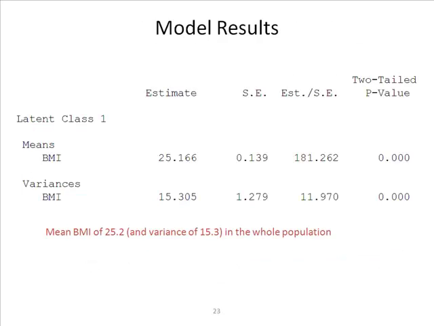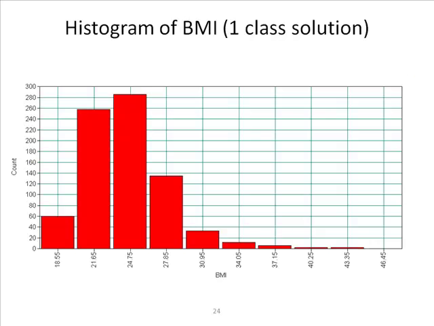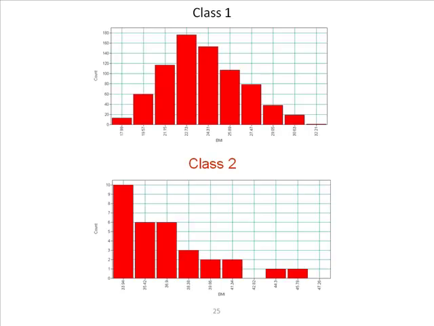That's the mean in the overall population, 25.6. So it's slightly overweight. People who are familiar with body mass index know that if you score 25 and over, you're overweight, with a variance of 15.3. That's easy to get from descriptive statistics. What latent class analysis does is give us the distribution of each of the latent classes. Over here, I'm showing you the results from a two-class model. So it gives me the expected distribution in class 1 and class 2.